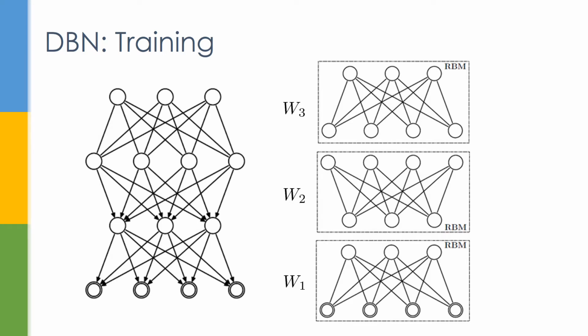Training deep belief networks is essentially equivalent to learning the weights of the three RBMs W1, W2 and W3. The DBN is viewed as a combination of three layers of restricted Boltzmann machines stacked on top of each other. Training is done using the following procedure.